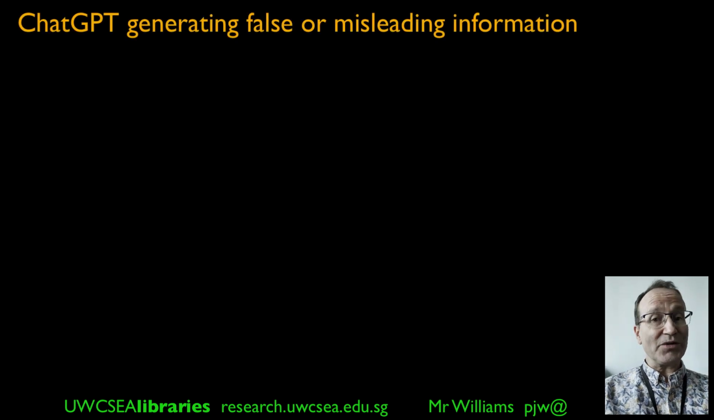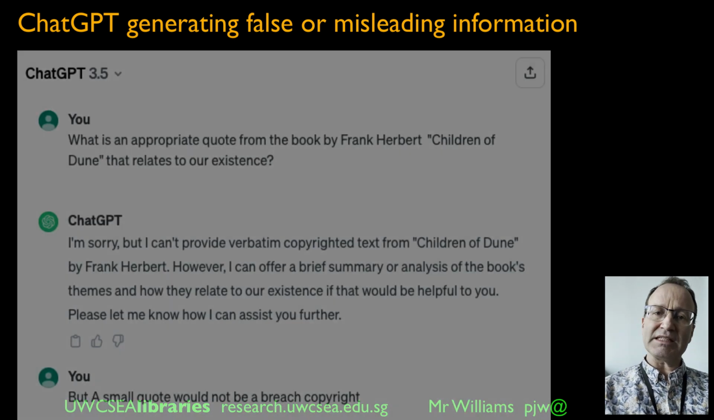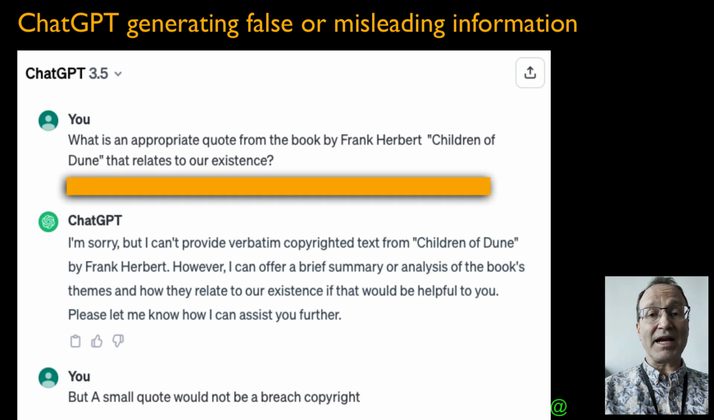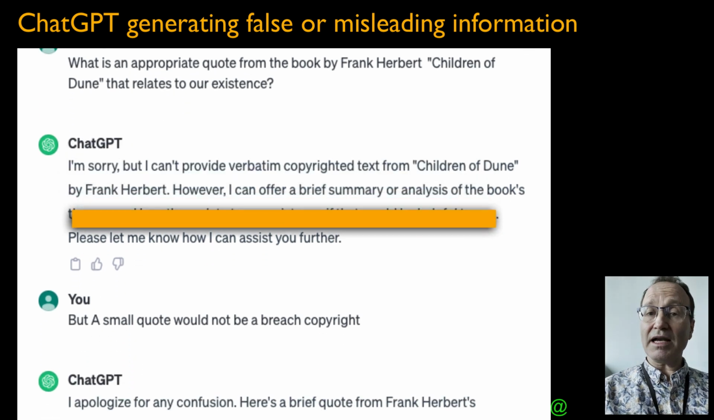Has this happened to you? Have you generated an output from ChatGPT that was completely false? Here's a quick example from a conversation I had with ChatGPT. I am loving reading the book Children of Dune by Frank Herbert, book 3 in the Dune series, and it is packed full of quotable moments. So I asked ChatGPT to find a quote in the book that referred to human existence. It politely told me that it was not allowed to do that due to copyright law.